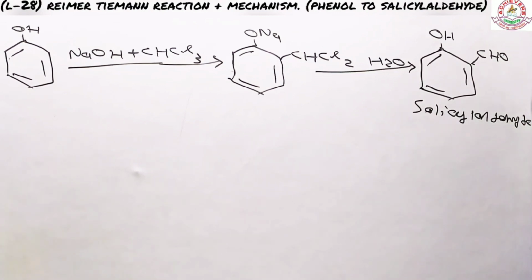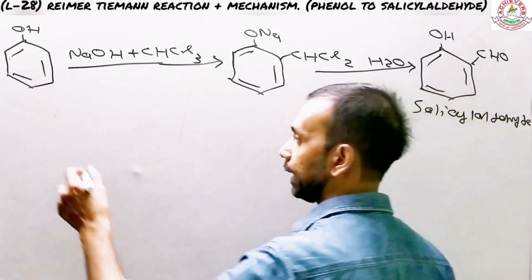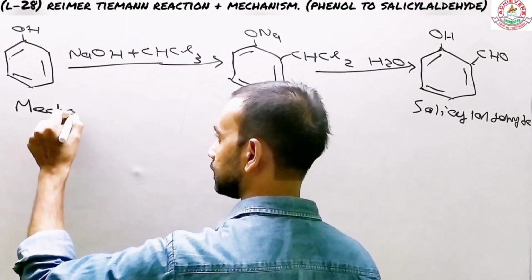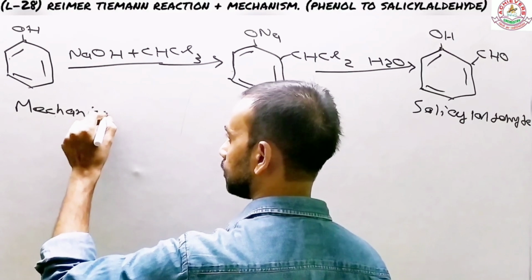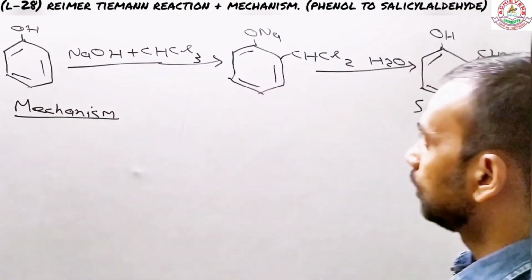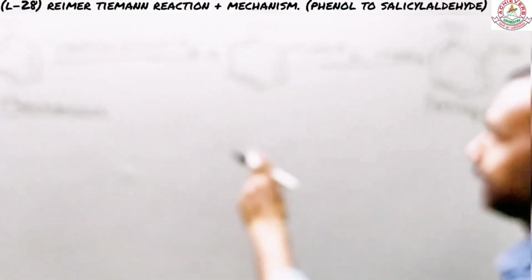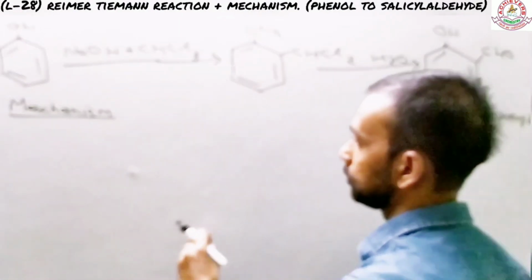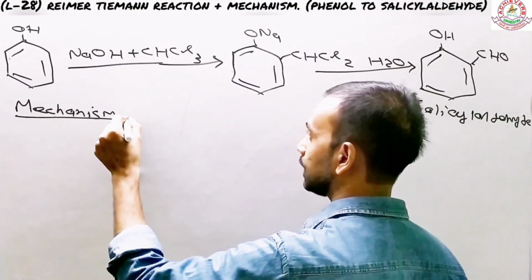Now the question is how this reaction exactly happens and results in the formation of salicylaldehyde. So we need to move to the mechanism here. The mechanism is going to be very, very interesting for you. Okay, so the thing is, this reaction does not start with phenol first. First it starts with the chloroform. So let's see how this reaction starts here.